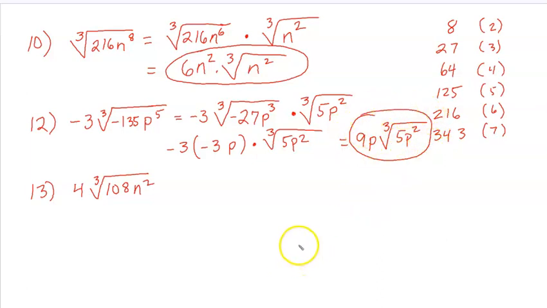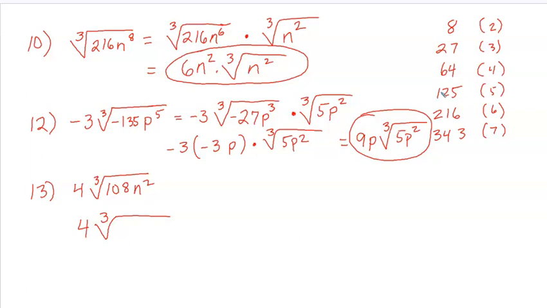And that's my answer for number 12. So number 13, let's take a look. We have 4 will be just brought down, and then let's see if we can simplify the cube root of 108. Well, 108 isn't in my list, so let's see with our calculator if we can find a number in the list that divides into 108 evenly.